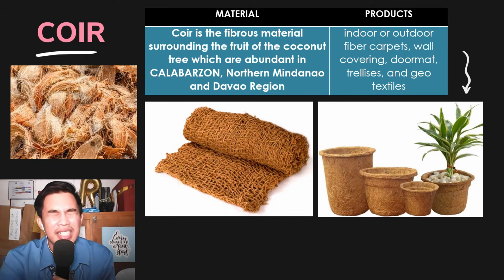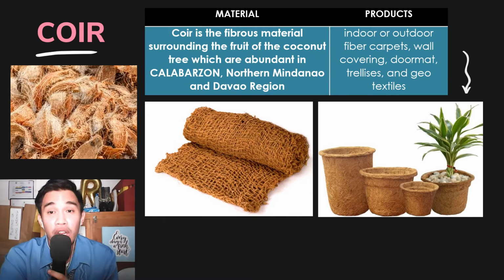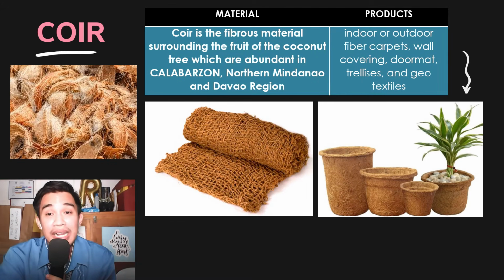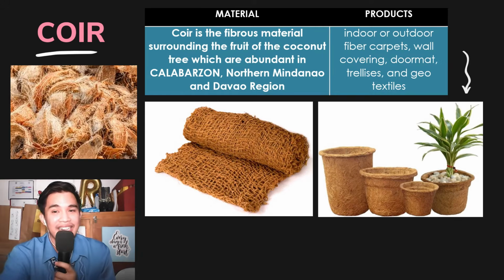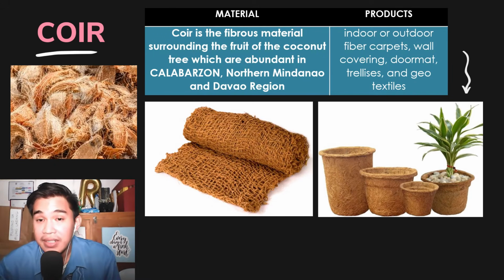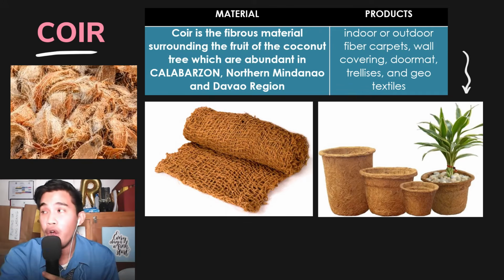So what are the products that you can make out of coir? So pwedeng indoor or outdoor fiber carpets. Ayan, example. Makikita niyo sa picture. Pwede din wall covering. Pwede din doormat or trellises and geotextile. So pwede din gumawa ng product out of coir. You can produce yung mga pots. Pwede yan siya. Ayan. So that is coir.